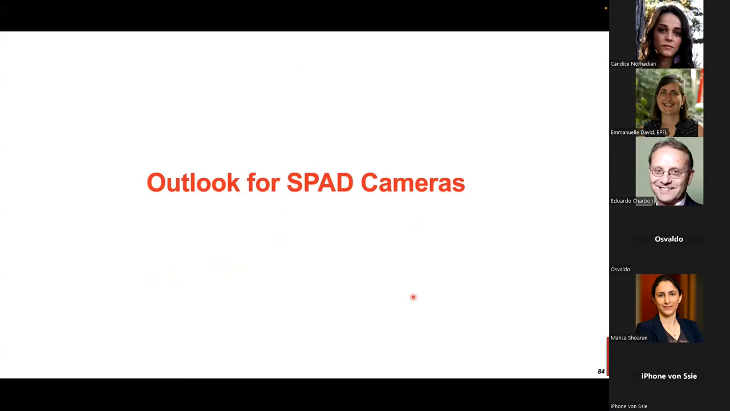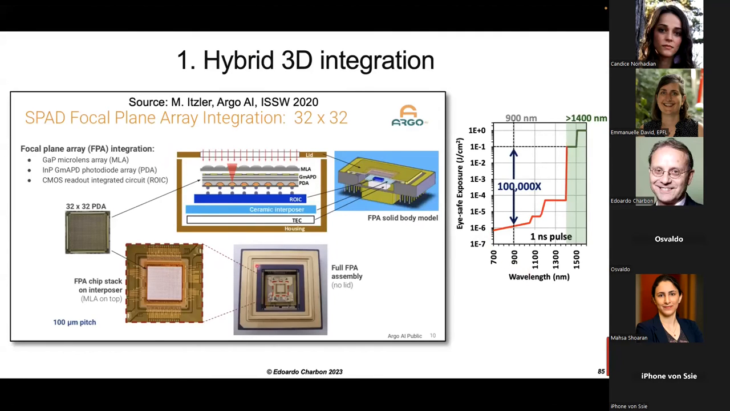Okay, so I'd like to conclude my presentation with giving you an outlook for SPAD cameras, and I'll give you 5 points. The first one is related to 3D imaging. One can combine different technologies, for example, gallium arsenide on top for sensitivity in the near infrared. This is an image from Argo, which has built a 32 by 32 array and even a larger array. And we are actually building larger and larger arrays.